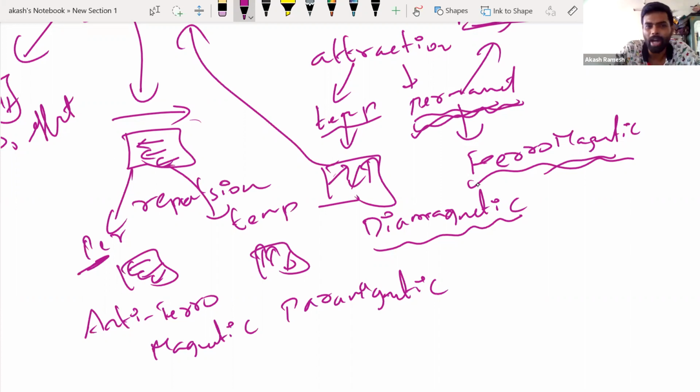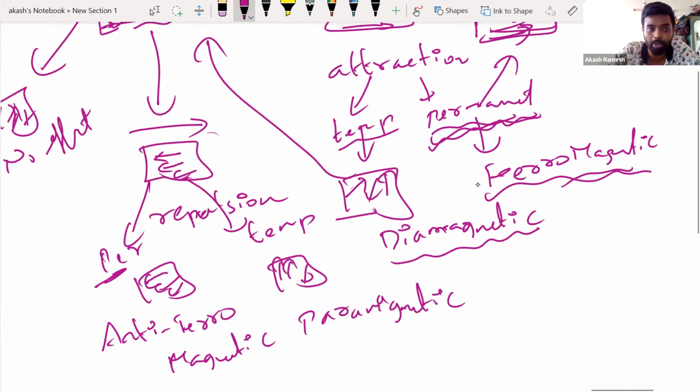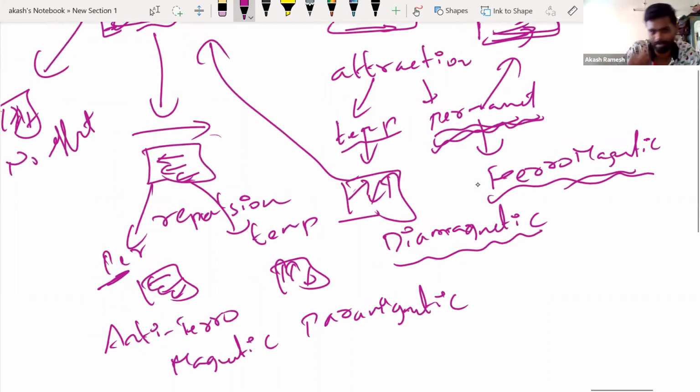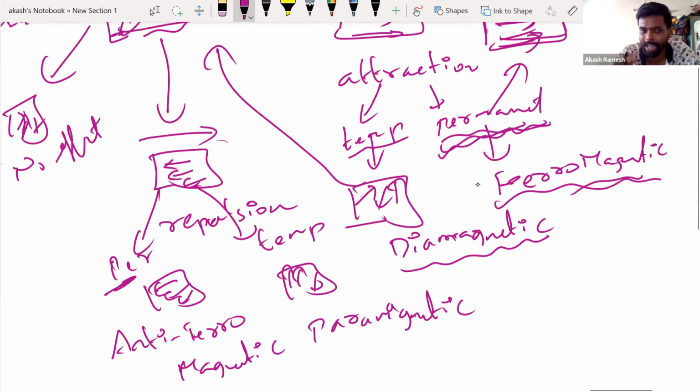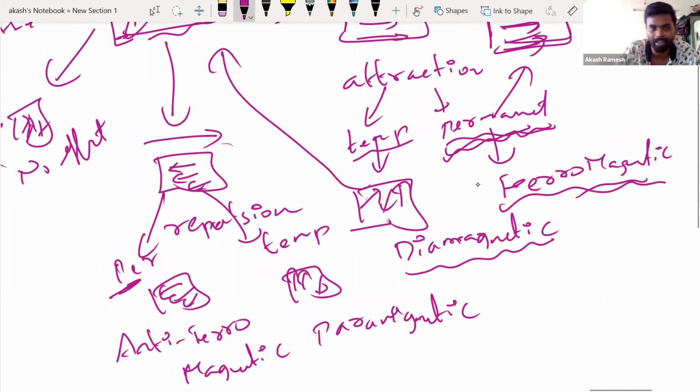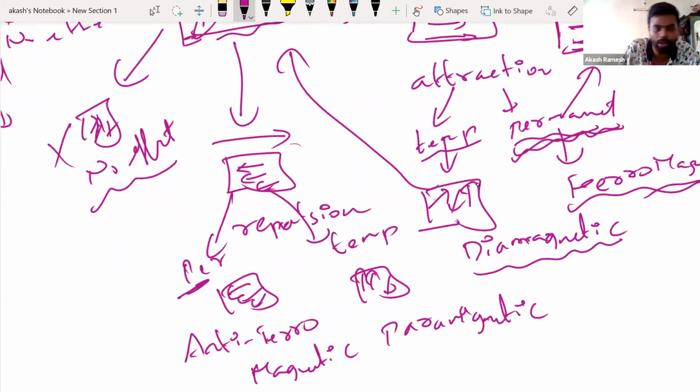Now, I just have one more thing. The one more thing is there's no effect. This no effect can be of two types. One is literally no effect: bringing in a magnetic field does not change anything. Whatever the orientation is, that orientation stays.